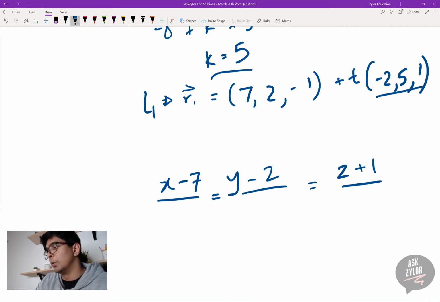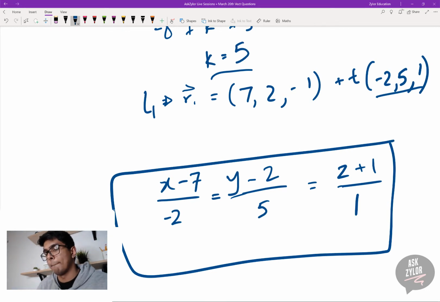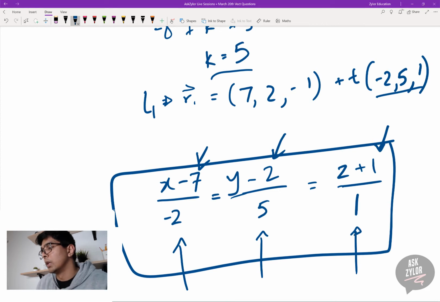My vector components for my x is going to be negative 2, that goes as the denominator, and then the y is going to be 5, the z is going to be 1. So this is how you write symmetric equations from a vector equation. I put the negative value of the point on top, and then I put the component from the direction vector as the denominator. Any questions about this?